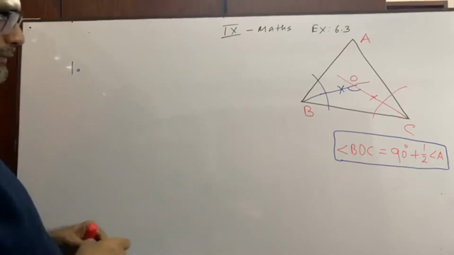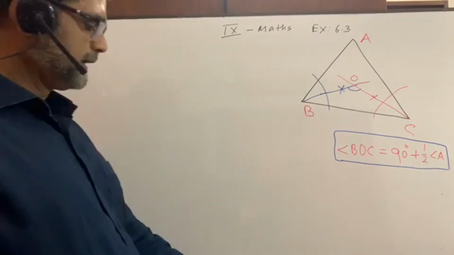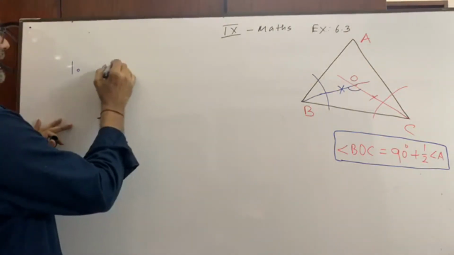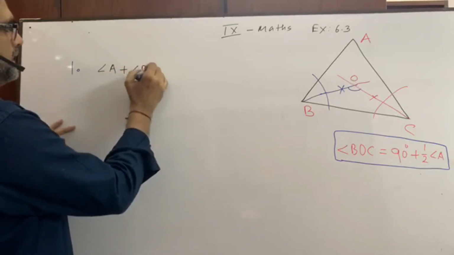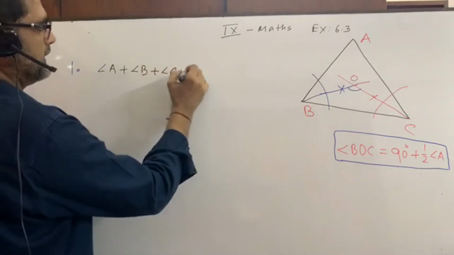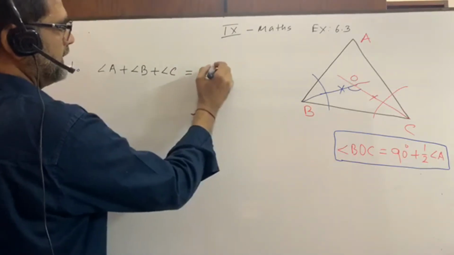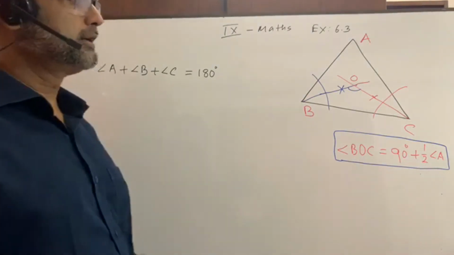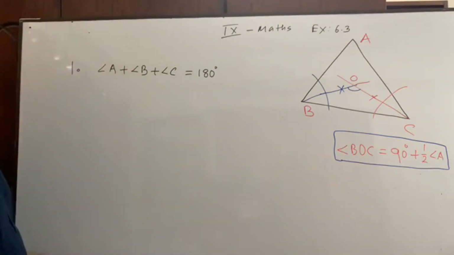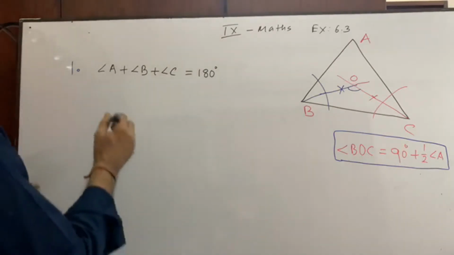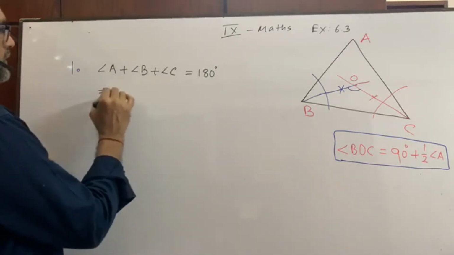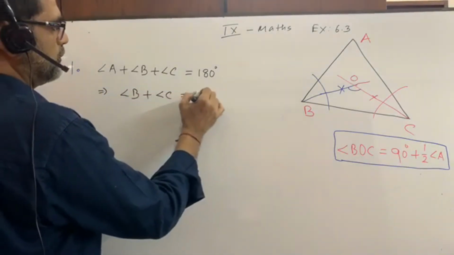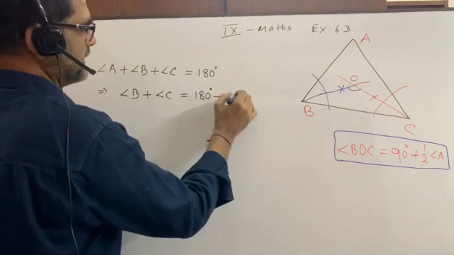I am not drawing the table. Okay, step 1, we can write here angle A plus angle B plus angle C equals what? 180 degrees. We all know that the sum of the three angles of a triangle is equal to two right angles, and two right angles means 180 degrees. That's good. From here we can write angle B plus angle C is equal to 180 degrees minus angle A.